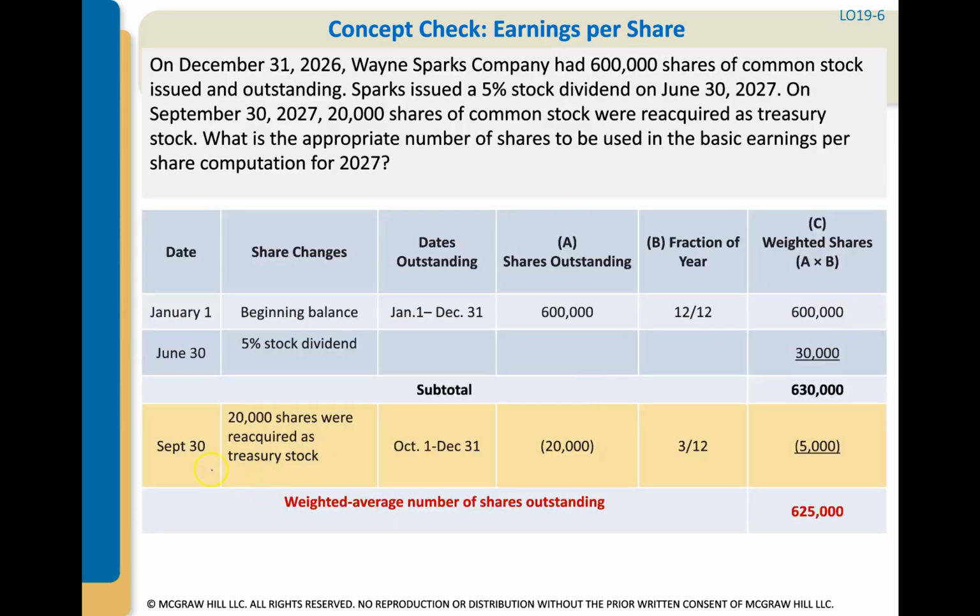And then we're going to look at September 30th. 20,000 shares were reacquired as treasury stock. So the dates outstanding, this says September 30th. I changed it to October 1st. Same difference for purposes of the class and the CPA exam. But it's going to be 3 months out of the year. We're going to reduce our number of shares outstanding because they're no longer outstanding for the last 3 months of the year. So I'm going to remove 5,000. So my weighted average number of shares outstanding for 2027 will be 625,000 shares.